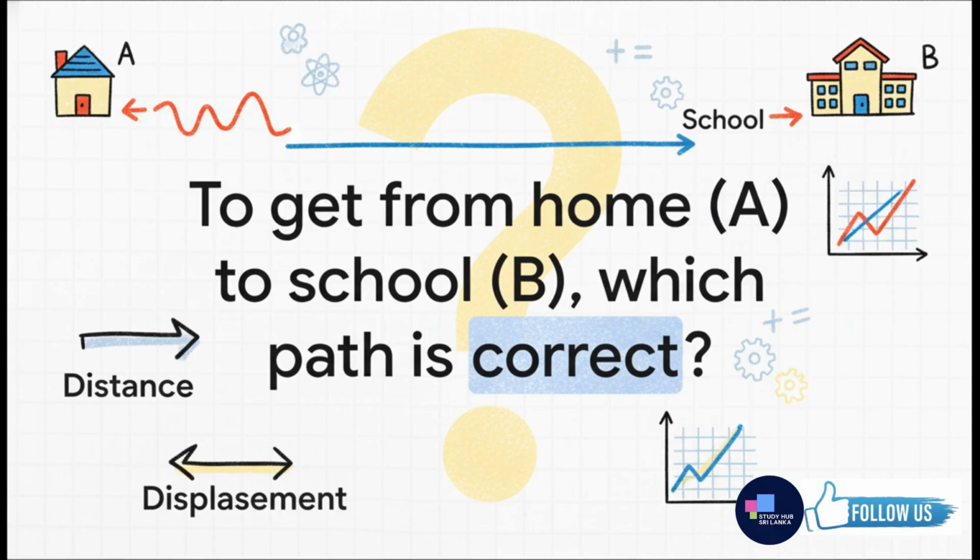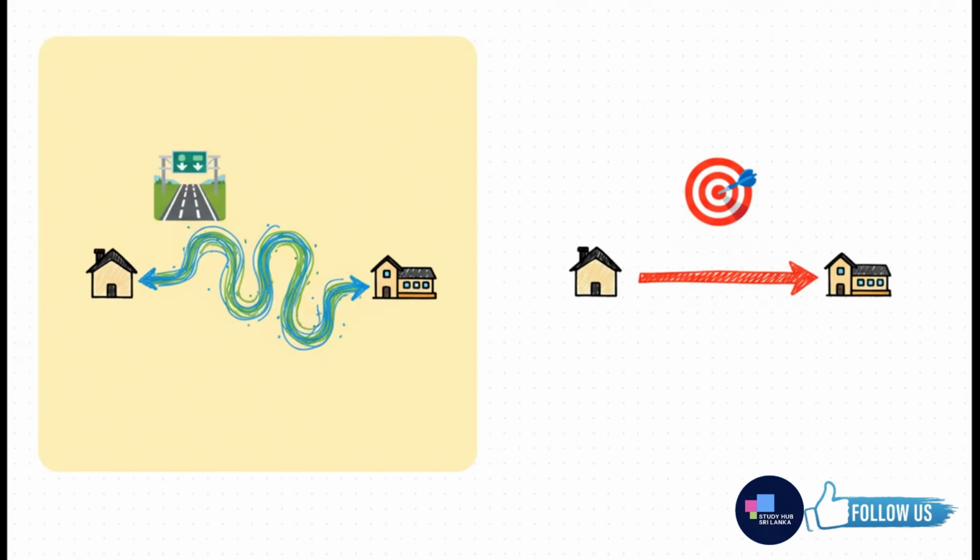Well, funny thing is, in physics, the answer really depends on what you're trying to measure. And this simple question gets us to our first two big ideas. And here they are. First up, we have distance. This one's easy. It's just the total length of the path you actually walk. Every single step, every turn, it all adds up. But then we have displacement. This one's a bit more specific. It doesn't care about the journey, it only cares about the start and the finish. It's the shortest straight line path between them, and, this is super important, it includes the direction.